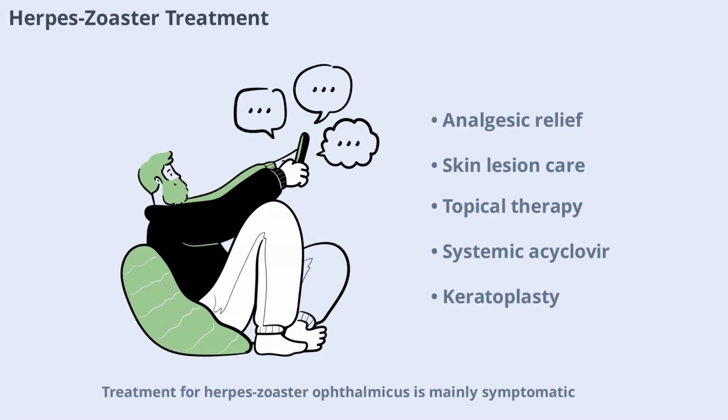Treatment for herpes zoster ophthalmicus is mainly symptomatic. Analgesics relieve pain. Hot fomentation soothes discomfort, and skin lesions are managed with zinc calamine lotion, antiviral creams, or steroid antibiotic combinations. Topical therapy includes atropine, acyclovir, broad-spectrum antibiotics with steroids, and artificial tear drops for exposure keratitis. Systemic acyclovir is started promptly, and steroids are used for nerve paralysis or optic neuritis.